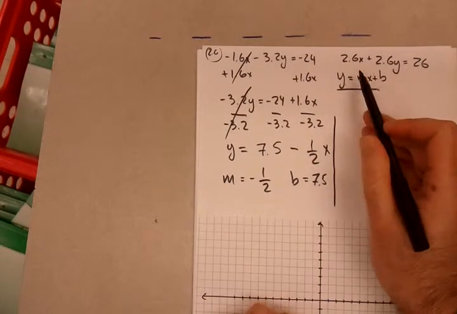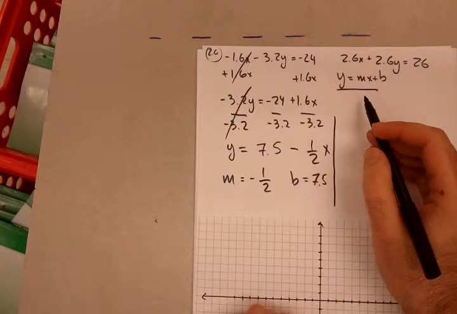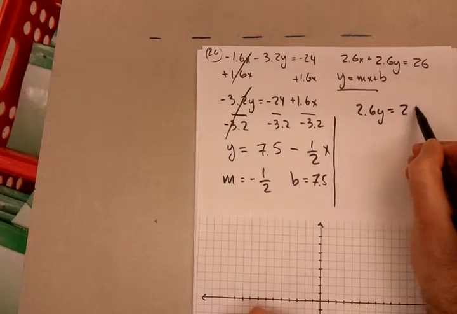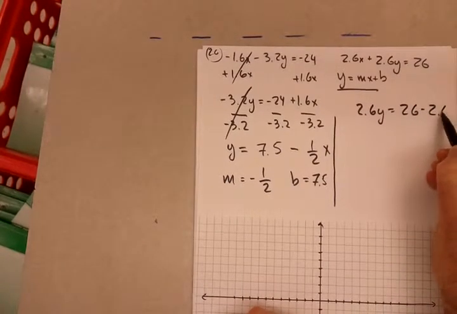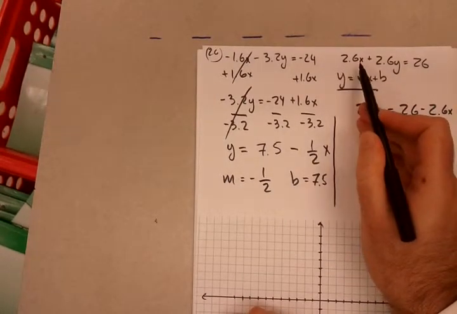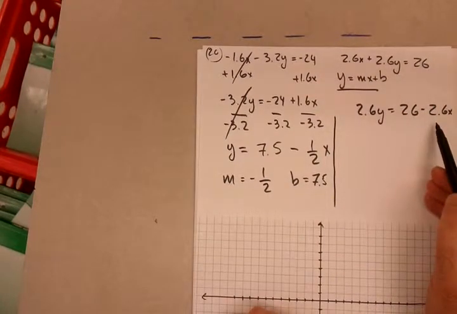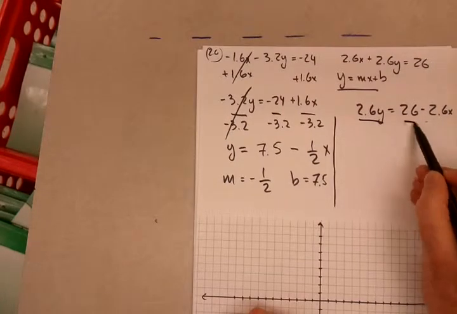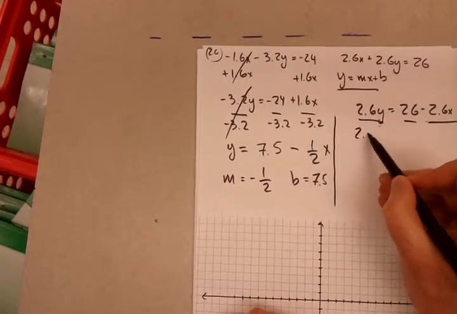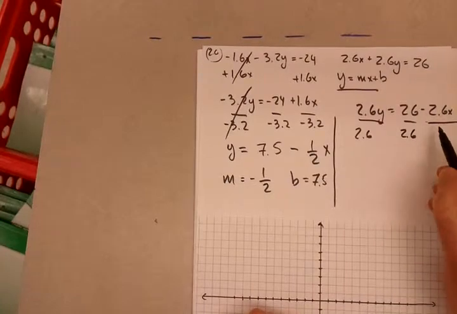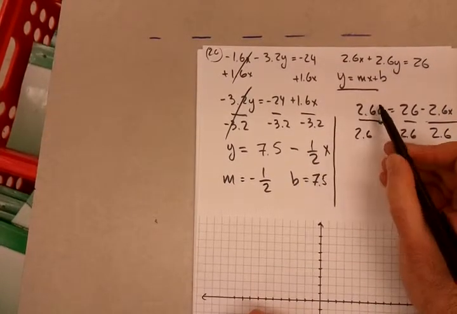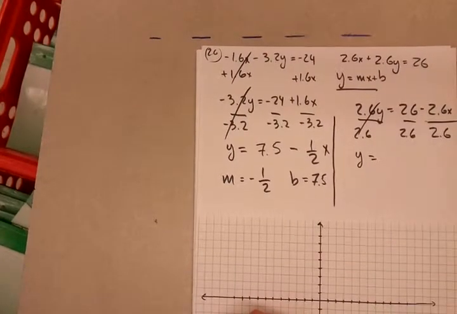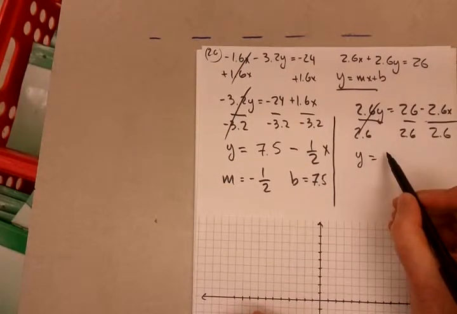So for this one, first things first, you gotta subtract 2.6x from both sides. So once you do that, you get this, because I took away 2.6x on the left side, it's gone, and then I subtracted also 2.6x on the right side, and here it is. Then I'm going to divide everything by 2.6 to get rid of the 2.6 next to the y. Disappears on the left side or simplifies to 1. 26 divided by 2.6, that's going to be a 10.